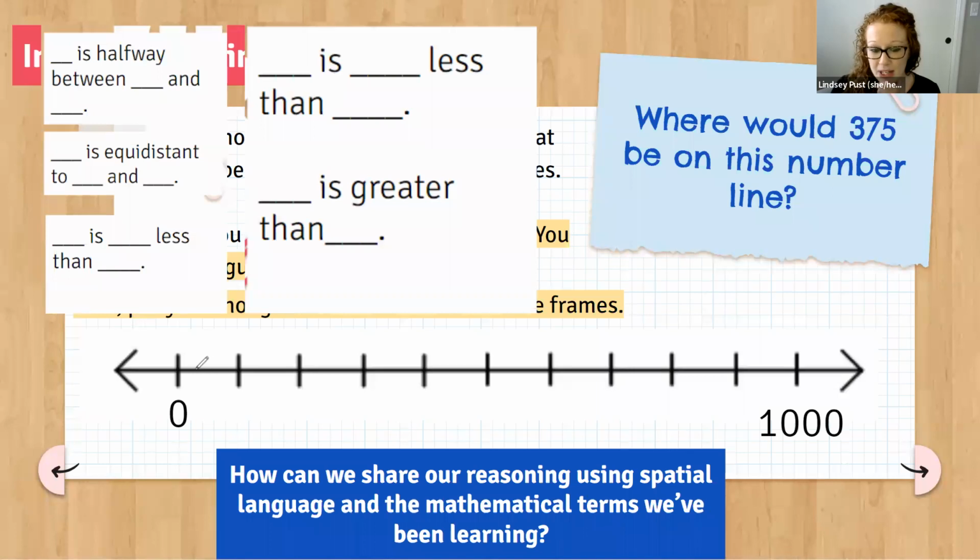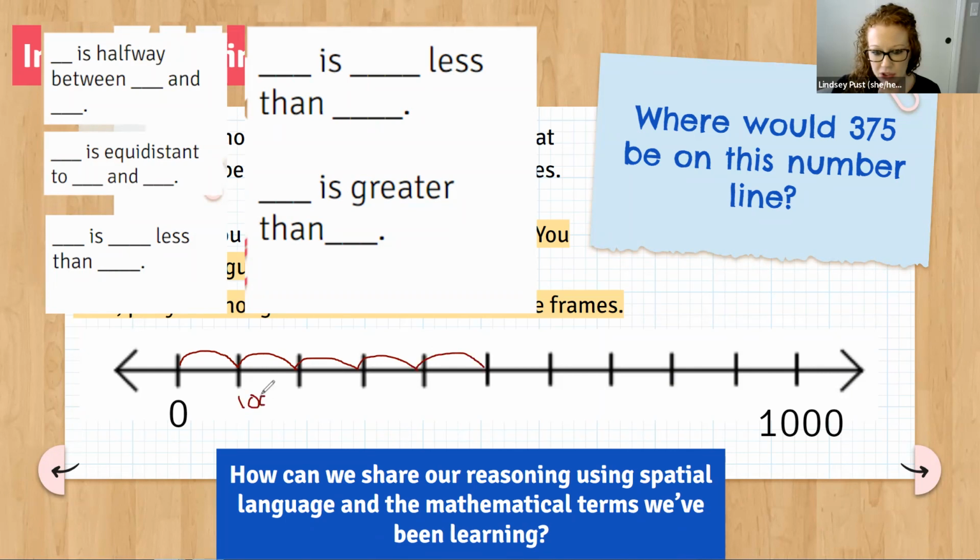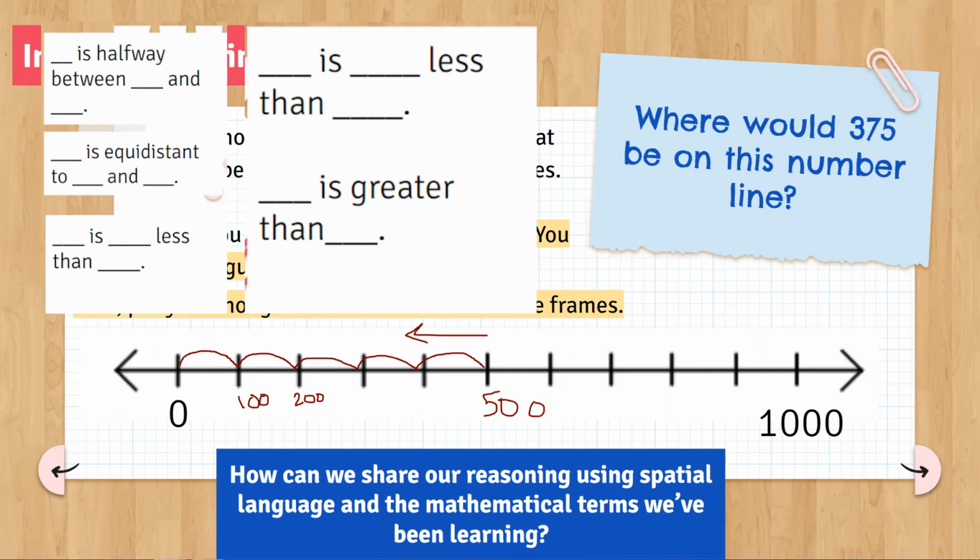So when you say piece, are you talking about this? Yes. So there's 10 pieces. So 5 pieces in, if each of these are 100, then 500 would be right here. So 375, going back to where you said, is less than halfway. So it's somewhere over here. Right. Okay. Thank you for sharing.